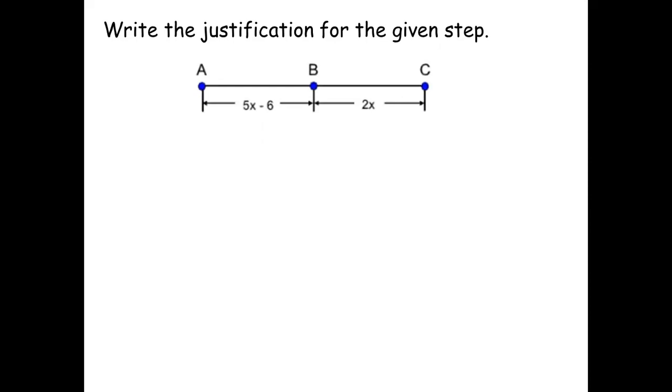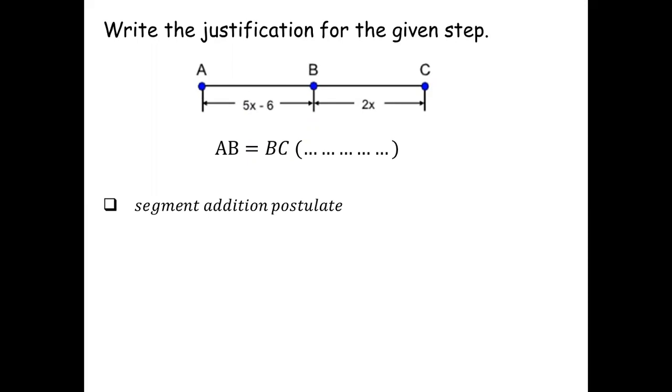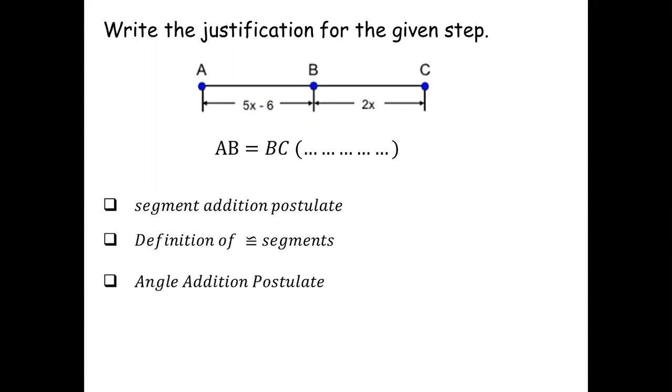So this is the picture given for you. You can see that there is a segment AB and BC, and the distance between them are equal because B is the midpoint. So they have given you a statement as AB equals BC. Which of these are you going to say is the justification for this step? Why is AB equal BC? The first option is segment addition postulate, or definition of congruent segments, or angle addition postulate, or substitution property of equality? So your time starts now.